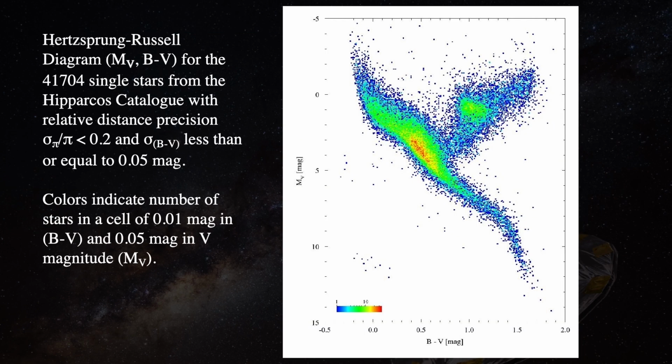And this is the HR diagram of 40,000 of the stars from the Hipparcos group. And again, they used the Johnson filter system, B minus V, and compared it to the absolute magnitude of the star in its visual band. So once you have the distance from parallax, you can get the absolute magnitude. And this is the HR diagram you get, also called a color magnitude diagram.